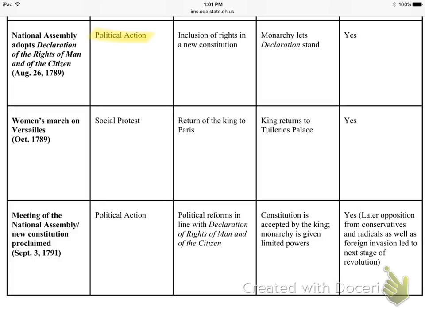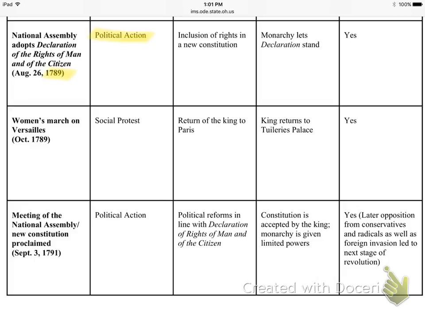And this Declaration of Rights of Man isn't a constitution, but it's sort of an outline to, like, if you guys make a constitution, this is what the constitution should look like. So what the goal was is inclusion of rights in the new constitution. And the monarchy let it stand, so yes, it did work out. So although they didn't have this new constitution with a legislature and all that, they had this outline to a constitution, and they would eventually get that constitution. But we're not quite there yet. And we're still in 1789, by the way.